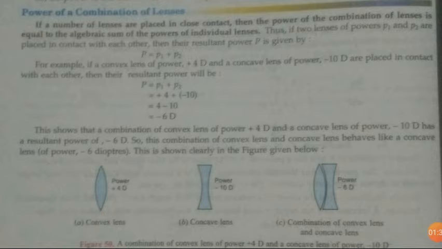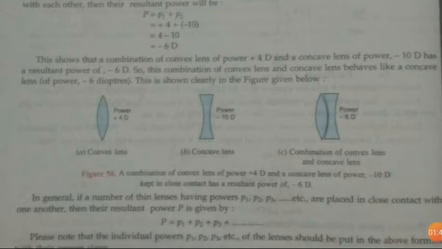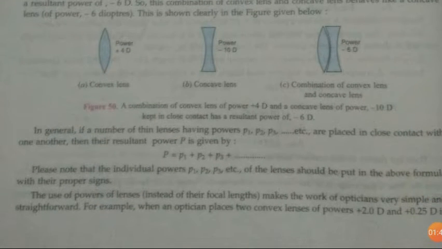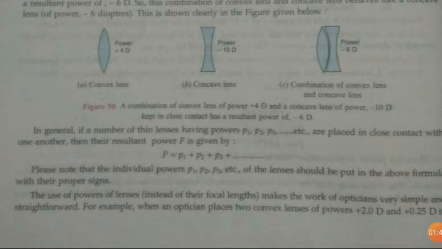So like that, when two lenses are in combination, we can find out their resultant power. Suppose not only two but many lenses are in combination, and their individual powers are P1, P2, P3, and so on. The resultant power of that combination will be P1 plus P2 plus P3 and so on. So whatever lenses we have, when they are in combination, the resultant power will simply be the algebraic sum of the individual powers of the lenses.